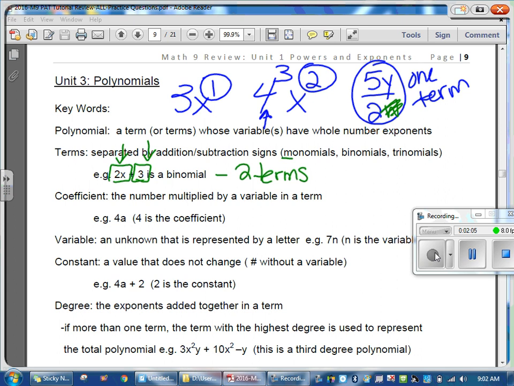And monomials here. What is monomials going to be? One term. Good. So the monomials are one term. And the trinomials. What do you think the trinomials are going to be? Show me your fingers. Yeah, it's going to be three terms. Good. Now remember, terms are separated by positive and negative signs.